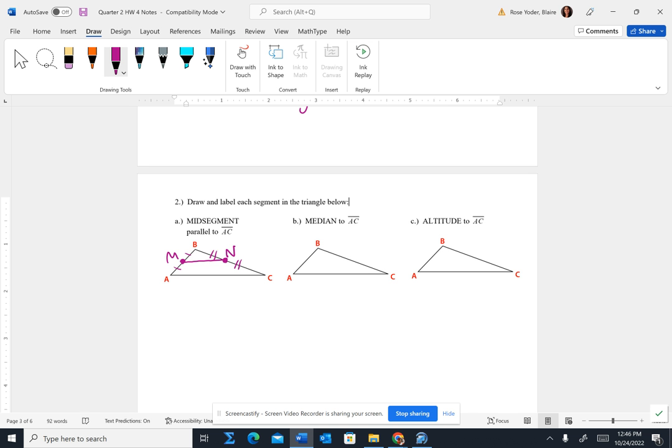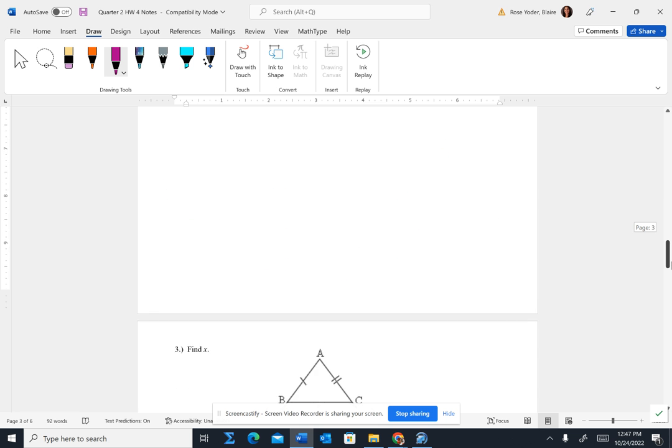All right, part B is the median. Remember that median goes to the middle of AC. So I'm going to go tick, tick. I'll call it M. BM is my median. It goes from the vertex to the middle of the opposite side. And then my altitude to AC is going to go straight down from B and be a right angle. I'll call that N. BN is the name of my altitude. So you can see that median goes from the vertex of a triangle and altitude goes from the vertex of a triangle, but a midsegment actually doesn't. It connects two midpoints in a triangle.